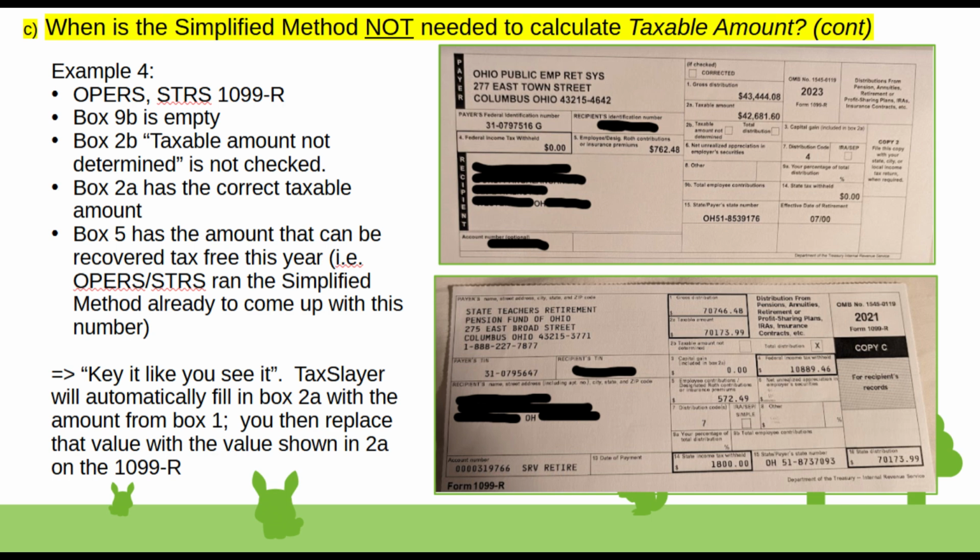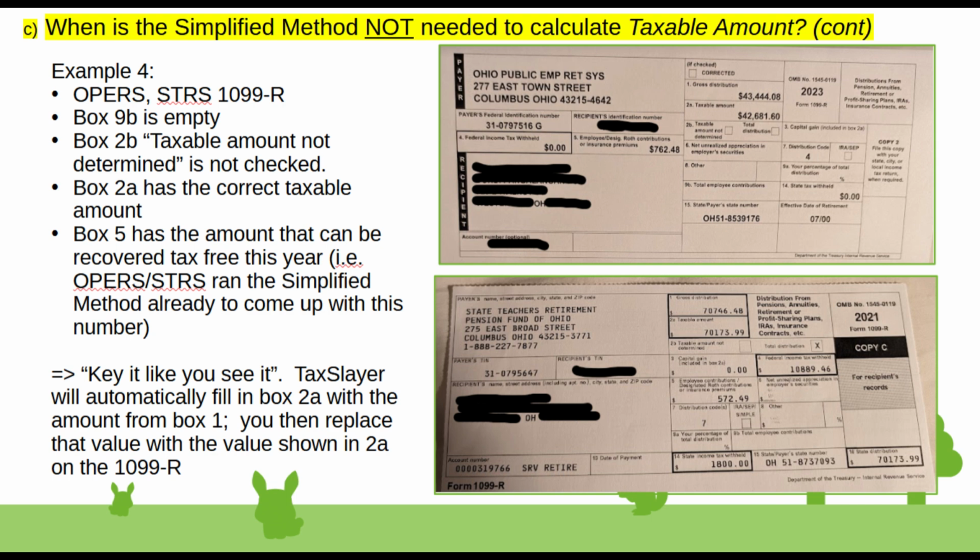In this example, we'll show a couple of 1099-Rs, which you're likely to see in practice as an Ohio preparer. One is from OPERS, the Ohio Public Employment Retirement System, and one is from STRS, the State Teachers Retirement Pension Fund. Now, in both cases, box 9B is empty. Box 2B, the taxable amount not determined, is not checked. Box 2A does have a taxable amount in it. Now, if you'll notice, box 5 has the amount that can be recovered tax-free this year.